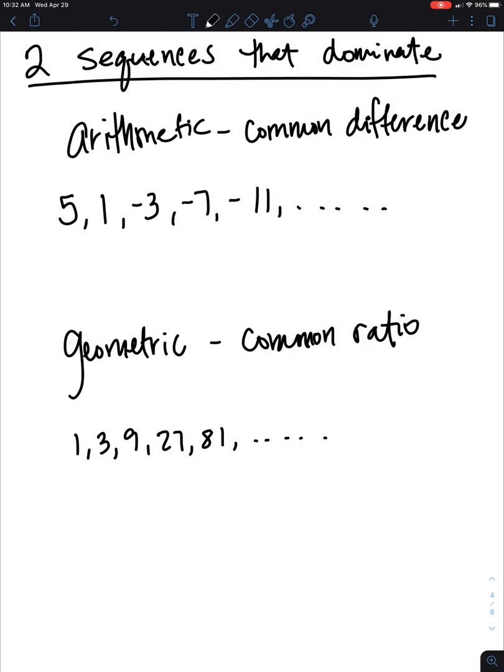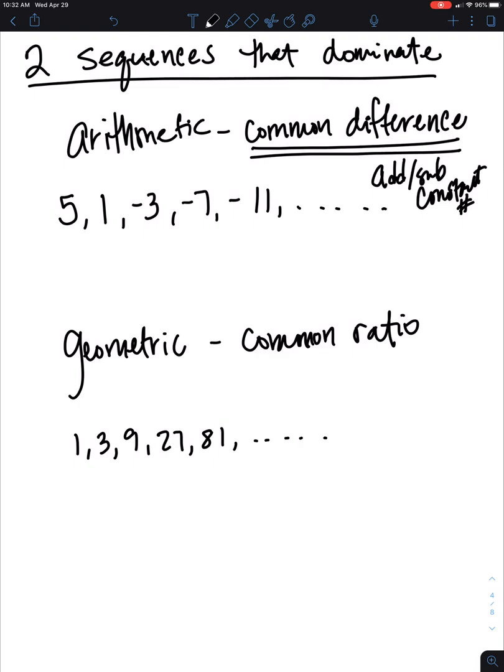Arithmetic and geometric sequences. All right, so arithmetic, we're going to talk about a common difference. In an arithmetic sequence, you either add or subtract a constant number to get the next term. It has to be constant. You can't be adding 2 and then adding 3. It has to be adding 2 every time, or subtracting something every time.